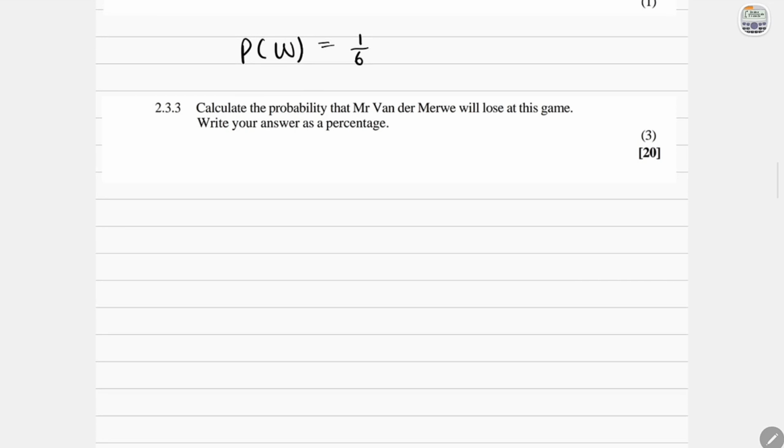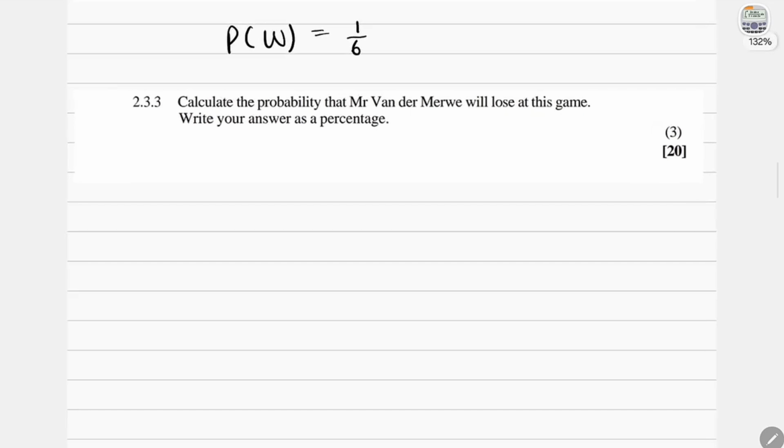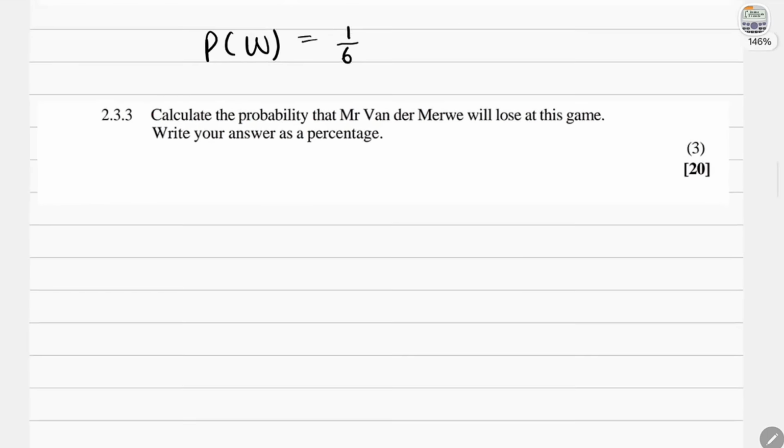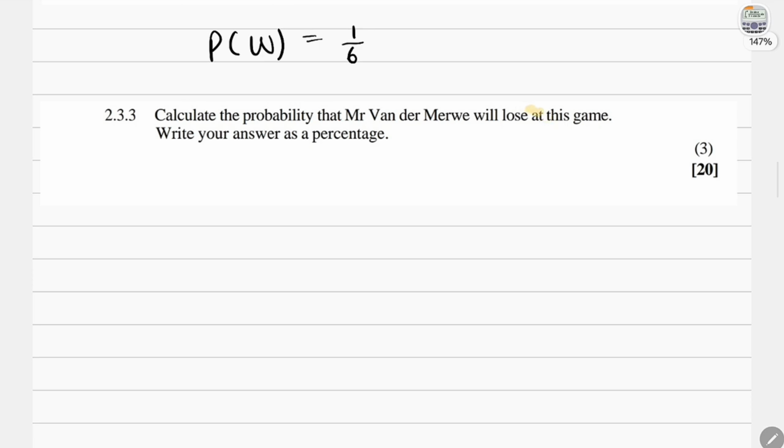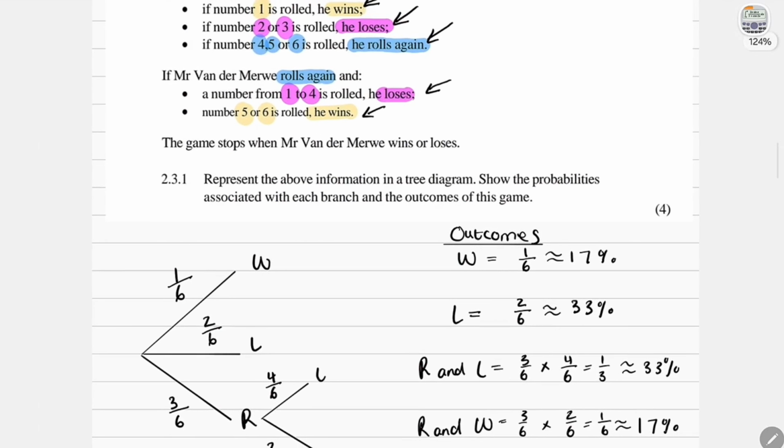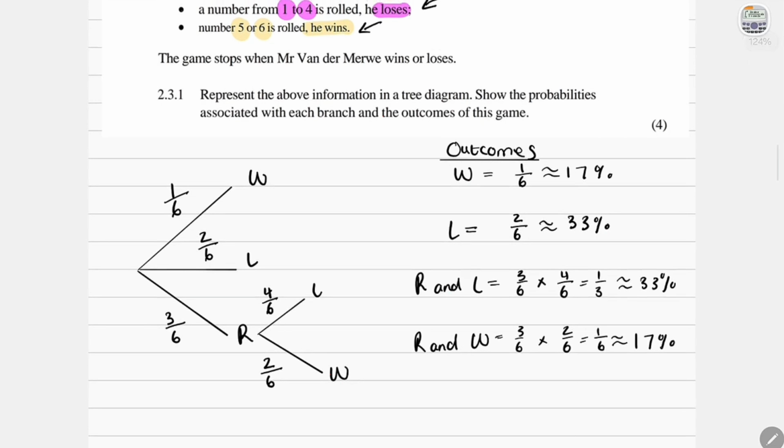And then the last question, 2.3.3 says, calculate the probability that Mr. van der Merwe will lose at this game, and then write your answer as a percentage. So they just want to know the probability that he will lose. Okay, look at how we're going to look at this. Focus on the outcomes. You just want to find the probability that he loses, meaning you just need to look at your outcomes, and wherever you see lose, you're going to take that.